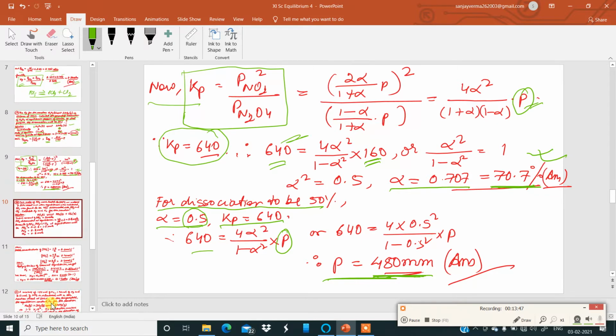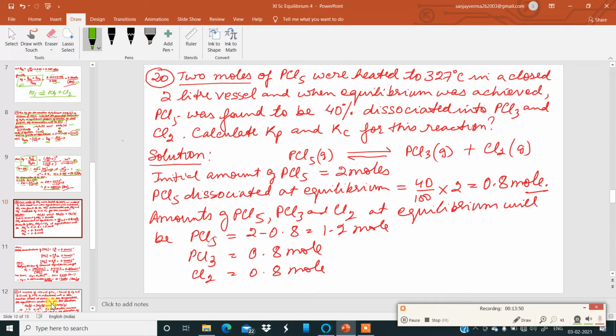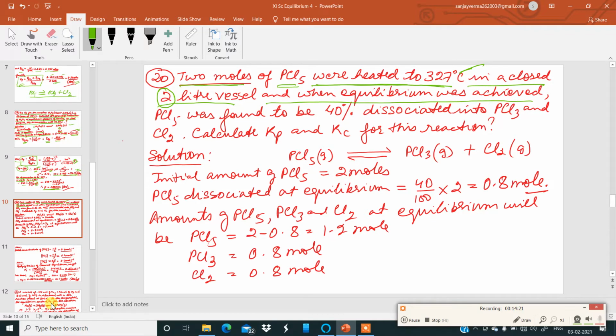Now, moving to the next question, question number 20, my dear students. 2 moles of phosphorus pentachloride, remember 2 moles, were heated to 327 degrees Celsius. The temperature is given in degrees Celsius. It has to be converted into Kelvin. So you have to add 273. Again, 2 moles of phosphorus pentachloride were heated to 327 degrees Celsius in a closed 2-liter vessel. And when equilibrium was achieved, phosphorus pentachloride was found to be 40% dissociated into PCl3 and chlorine.